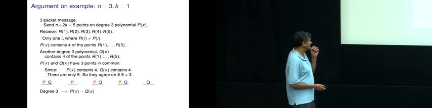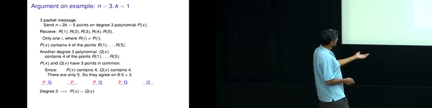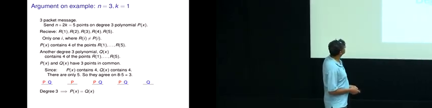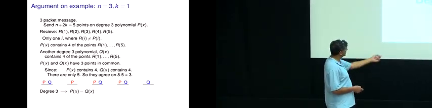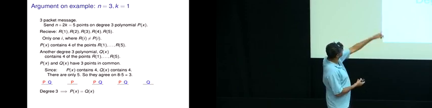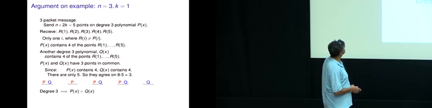Degree 3 means that if they are the same on 3 points, the difference should be degree 2. That implies that P of x equals Q of x, since 5 points on a degree 2 polynomial. Okay, so here's an example.